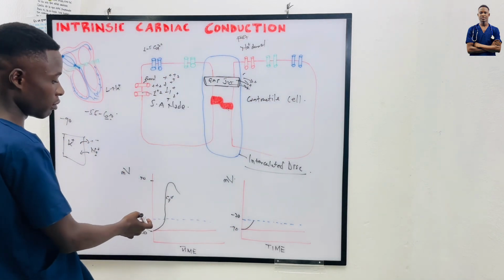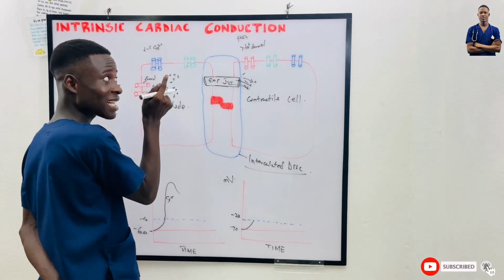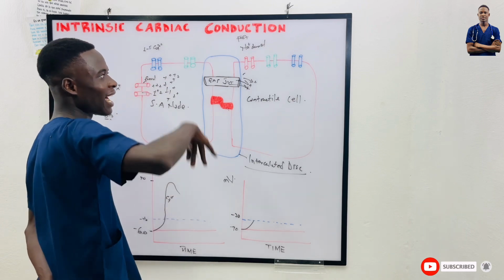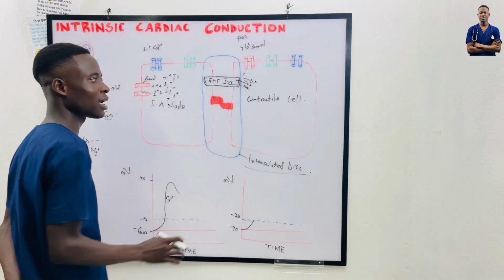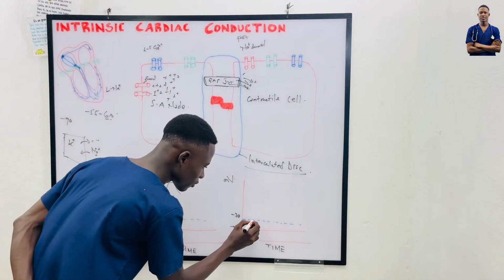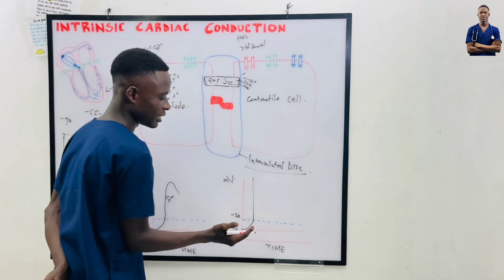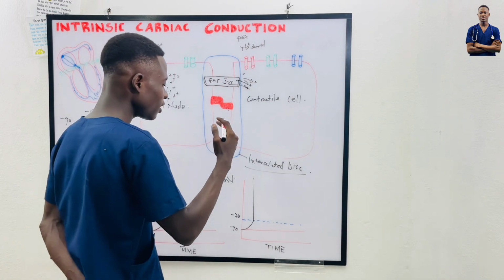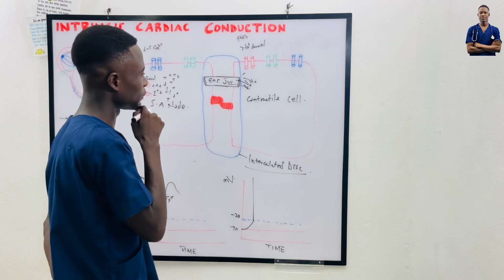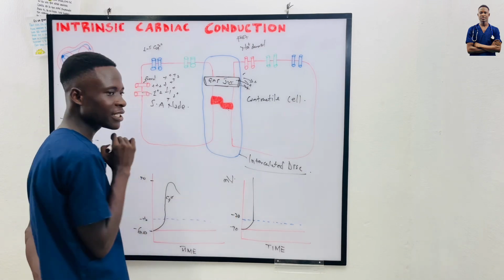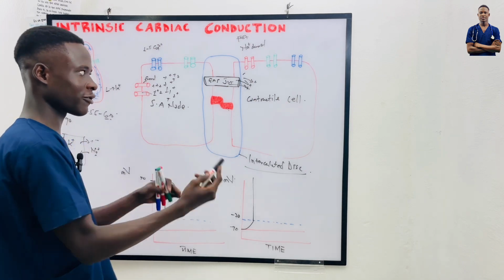Please take note, this is the fast sodium channel. This one was the slow sodium channel. So the fast sodium channel will open. As the name implies, there will be a fast influx of sodium into the contractile cell, and this will cause this one to move upward. You understand? And we generate the action potential to be transmitted. So this is that. Now, we've generated the action potential and it is transmitted.